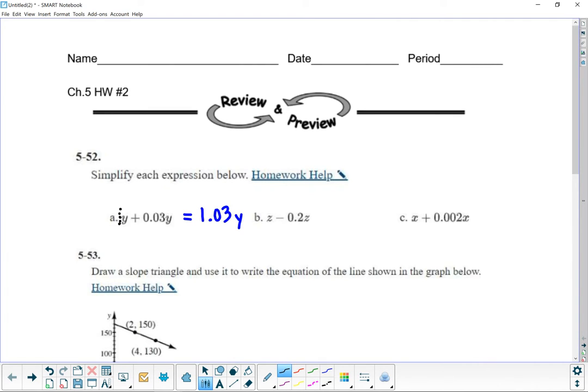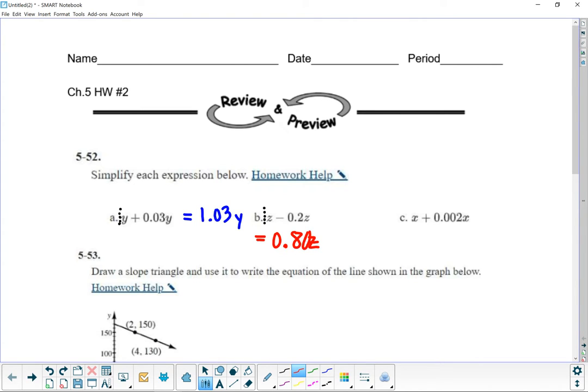Okay, second one, you have 1z minus 0.2z. So this is like you have $1, take away 20 cents. Not 2 cents, but 20 cents. Notice this is 0.2 like 20, and this is 0.03 like 3 cents. So those are a little different from each other, so don't get confused. But anyway, $1 minus 20 cents is 80 cents. So your answer should be 0.8z, as in 80 cents.